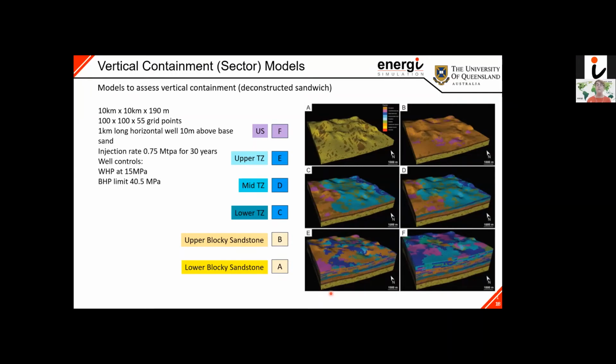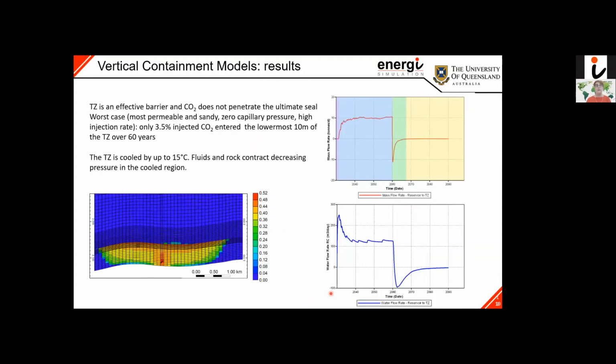Now, for looking at the vertical containment, a much more detailed model that includes the heterogeneity of the transition zone and the ultimate seal has been done. And in there, we've modeled a horizontal well that's about 1 kilometer long. And we've injected over 30 years, 250,000 tons per year in there. And here what you see on the left is a CO2 saturation image at the end of the injection.